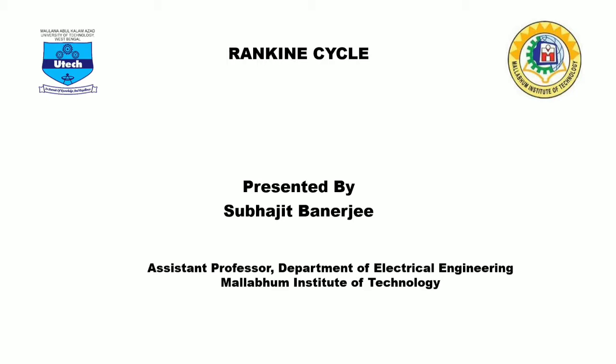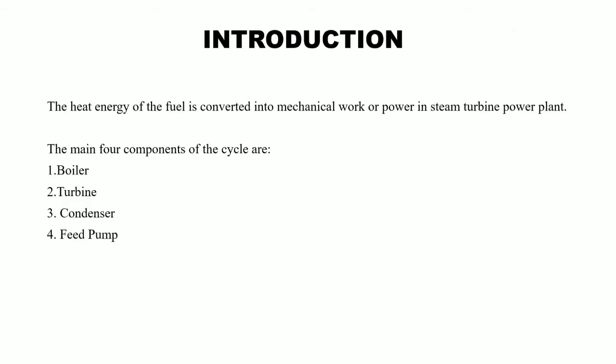Today I am going to discuss the Rankine cycle of a steam power plant. In the Rankine cycle, the heat energy of the fuel is converted into mechanical work or power in a steam turbine power plant. Means a steam power plant works on the Rankine cycle. The main four components of the cycle are: first, the boiler; second, the turbine; third, the condenser; and fourth, the feed pump.